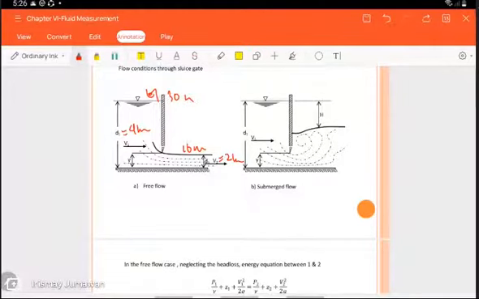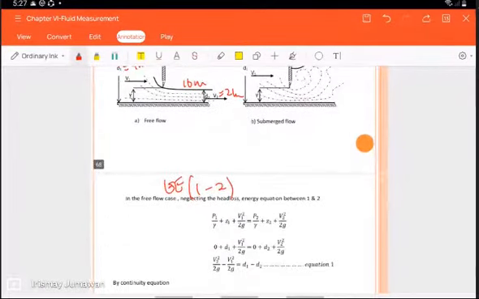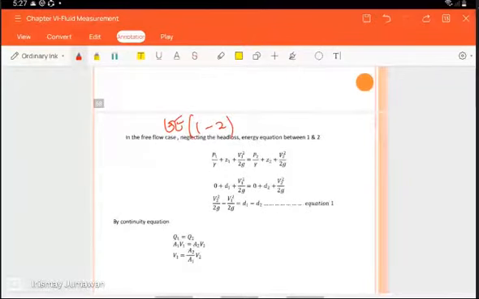The first thing you have to do is determine the energy between two points, sections 1 and 2. That is where you start. Then you apply the continuity equation. You just have to think that your V2 is V2 ideal, because neglecting the head loss, it is ideal.